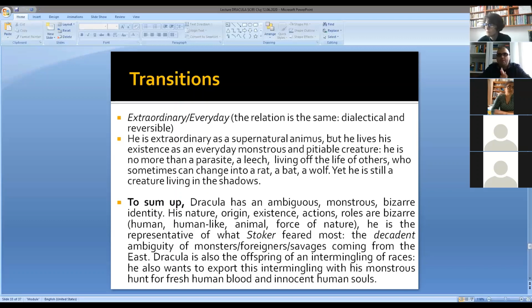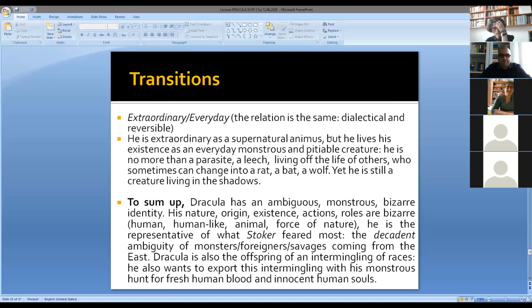He is the representative of what Stoker feared most as an author: the decadent ambiguity of monsters, foreigners, savages coming from the East. Dracula is also the offspring of an intermingling of races, which comes from the East. He also wants to export this intermingling with his monstrous hunt for fresh human blood and innocent human souls. So this is all that I have been able to describe about his nature.